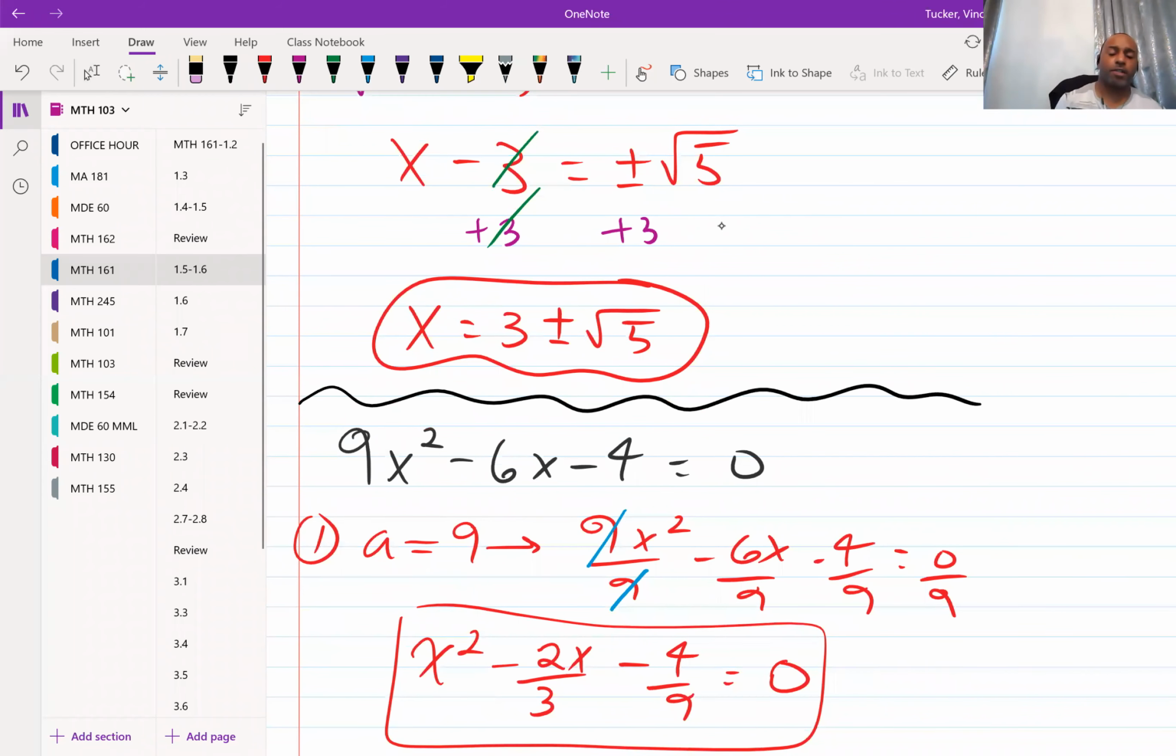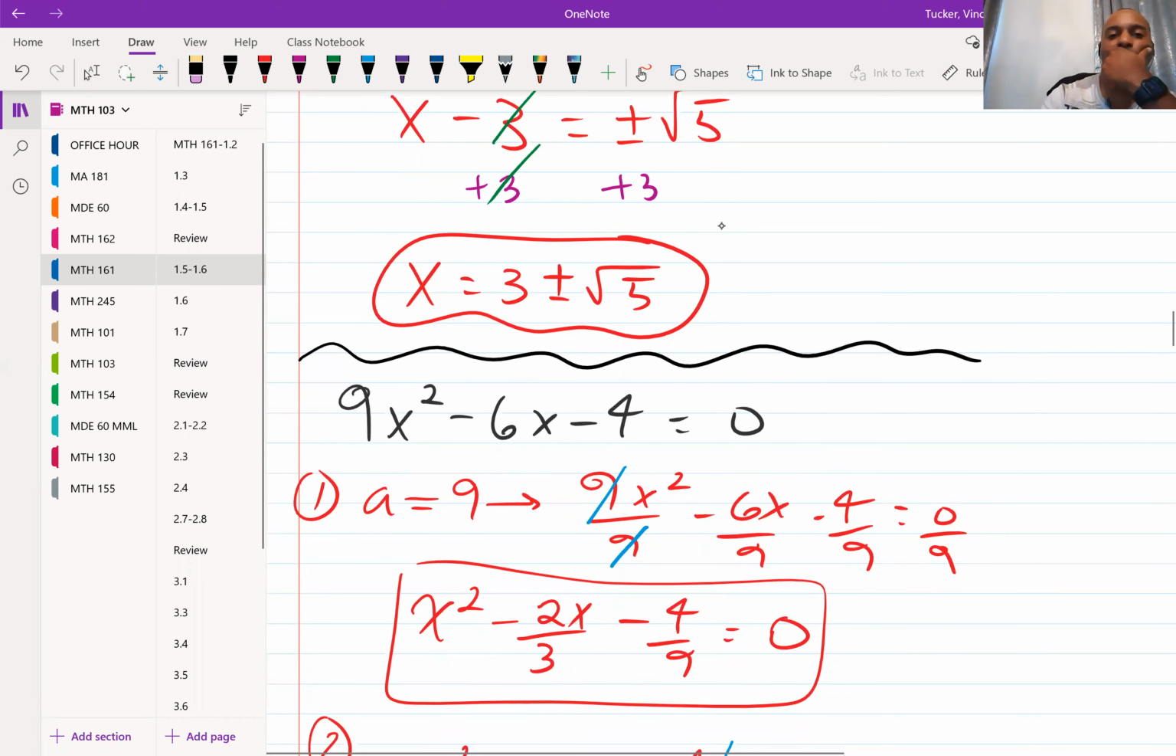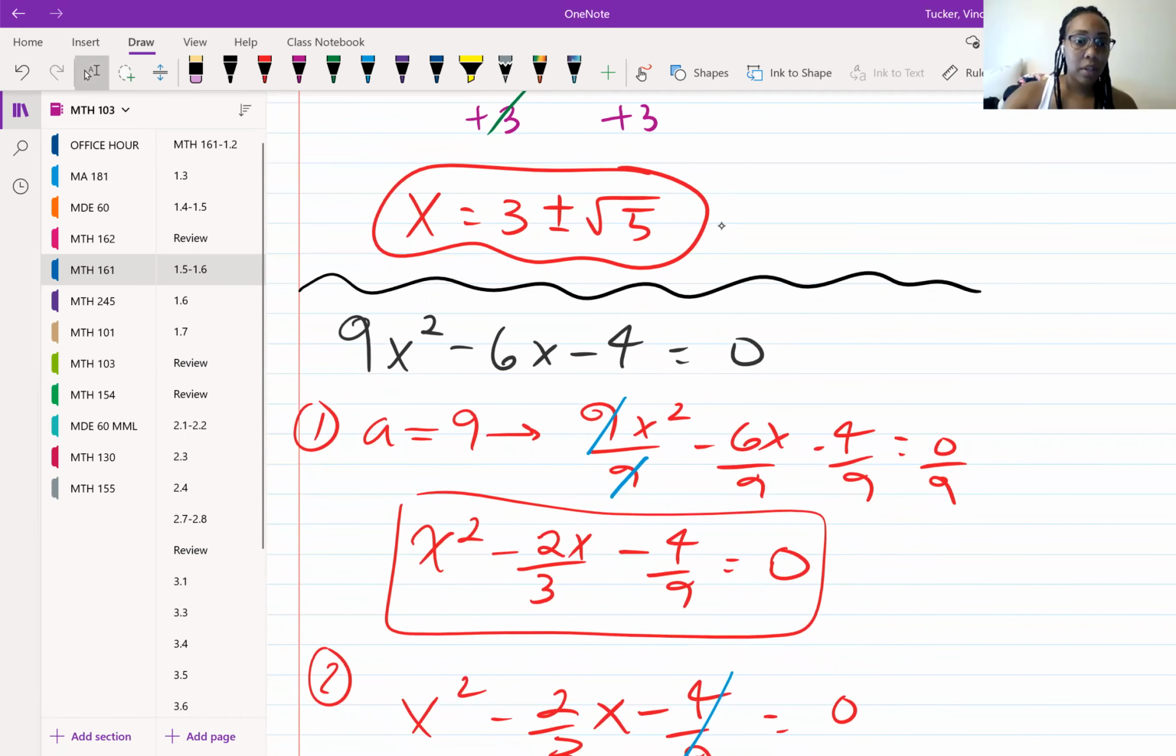9's cancel in the first term. In the second term, we have 6 over 9, which is 2/3. 4 over 9 can't reduce any. And then 0 over 9 is 0. So that's why we have x squared minus 2/3 x minus 4/9 equals 0. Why are we dividing by nothing? First step is if a is not equal to 1, then you divide by whatever a is.